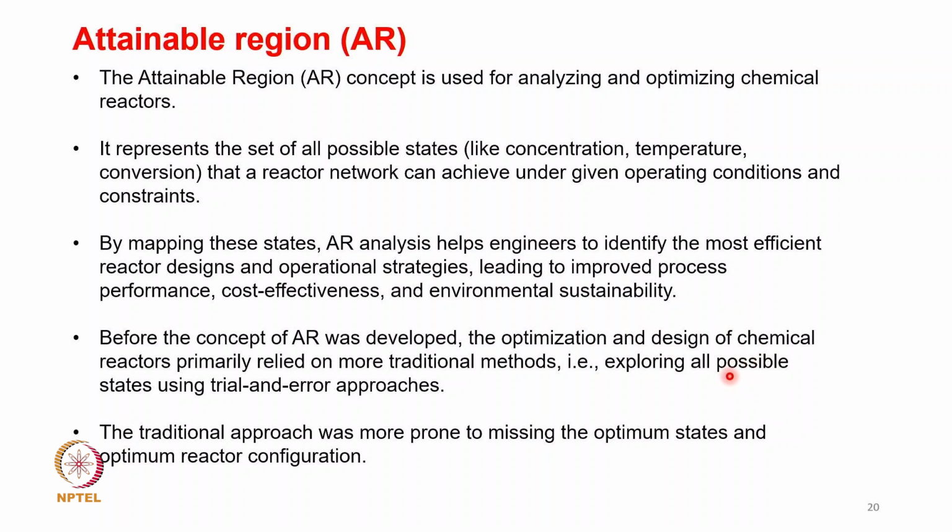Before the concept of attainable region was developed, optimization and design of chemical reactors primarily relied upon traditional methods, that is, exploring all possible states and trial and error approaches. Now let us see how attainable region helps you to do that more efficiently. The traditional approach was more prone to missing the optimum state and optimum reactor configuration. Of course, it would have given you some results, but it would not have given you the best result. So, attainable region would help you to do that.